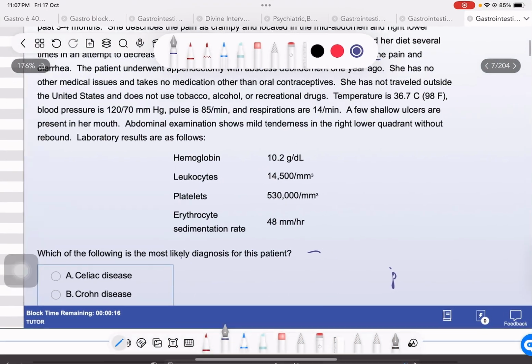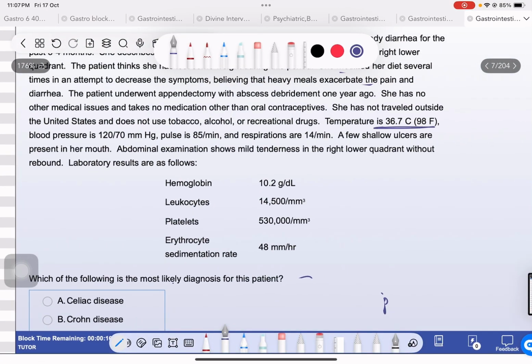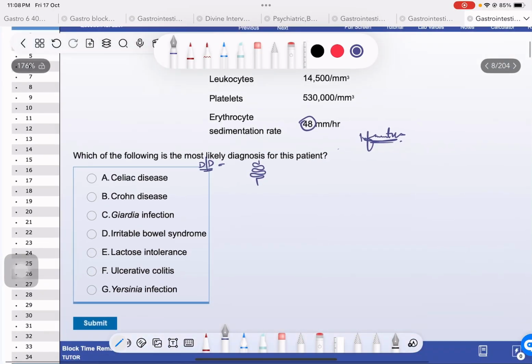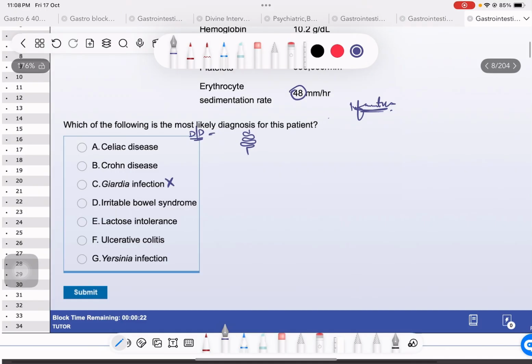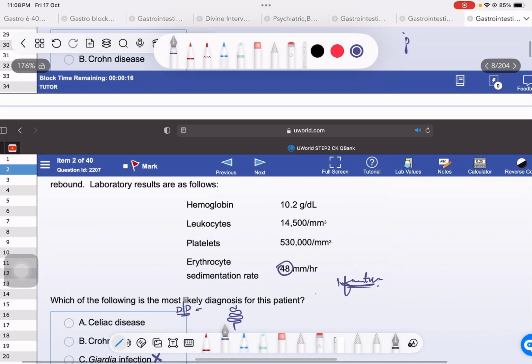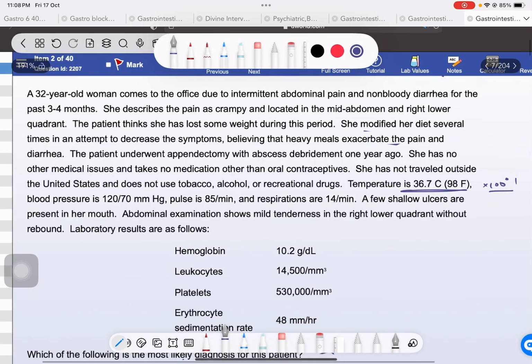Temperature is normal. That means it should be above 100 if it's going to be infectious. So we're going to rule out all the infectious causes, okay? Anyhow, a woman comes to you with abdominal pain and non-bloody diarrhea. First thing is infectious diarrhea, but since there is no fever, we're going to rule this out.